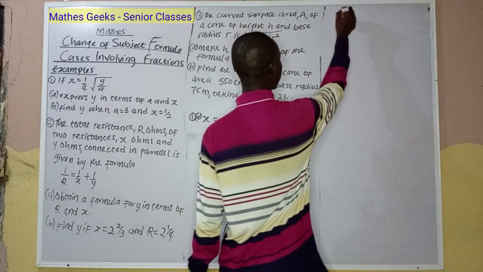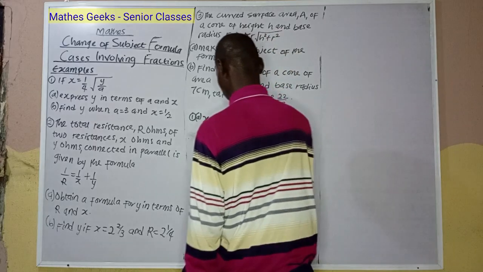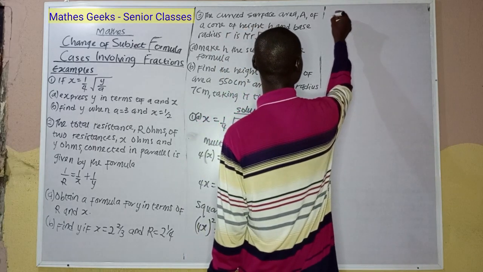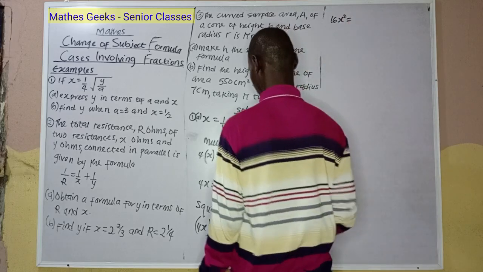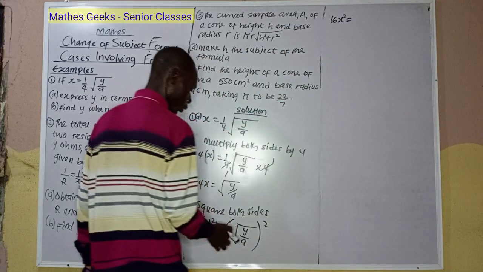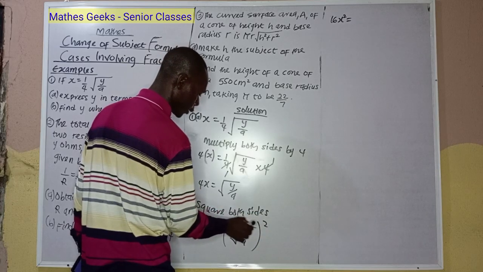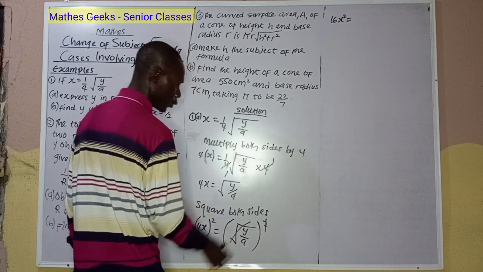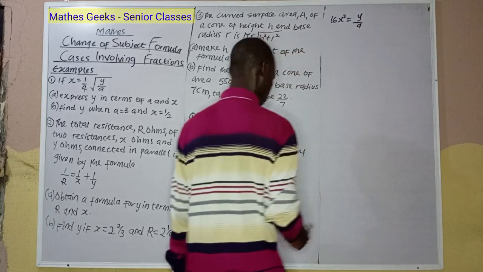Now this is equal to 4 squared, which is 16. X squared is equal to x to the power 2. Now, anytime you come across a problem like this, the square and the square root sign will cancel, so you're going to have y over a left, y over a.